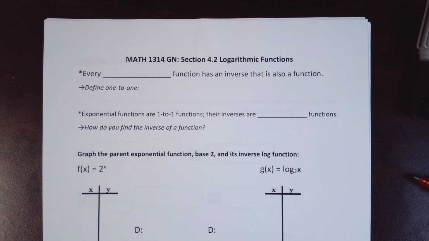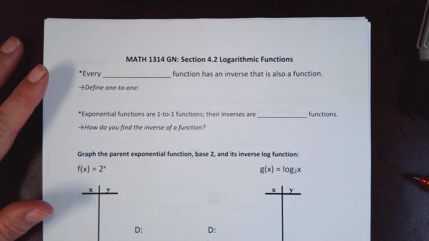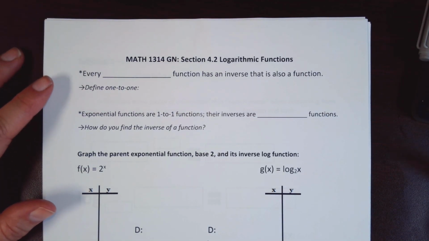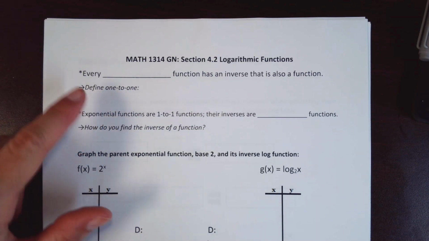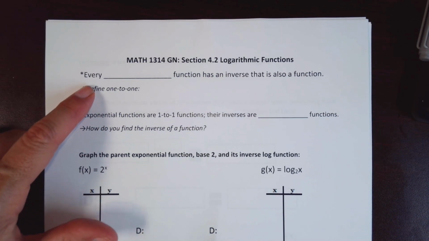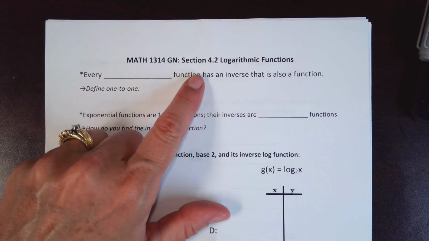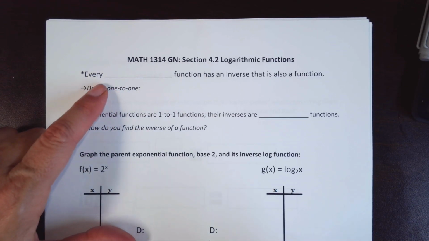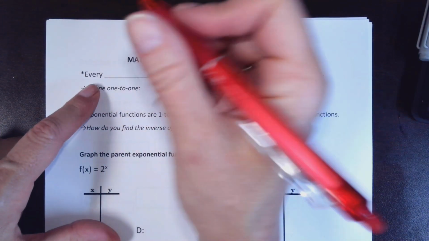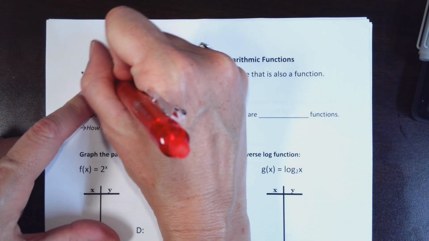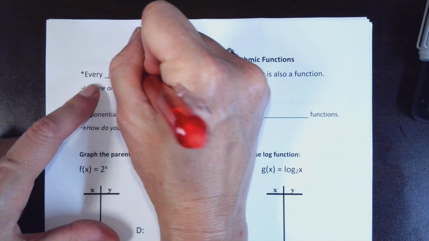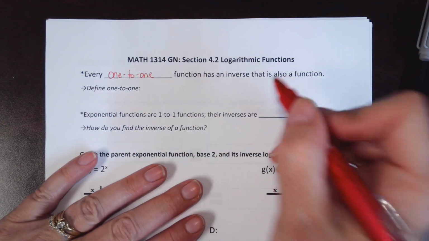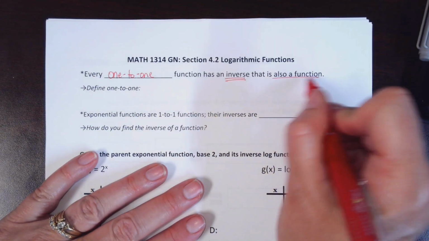Now that we fully understand exponential functions, we're ready to move on to their inverse, log functions, logarithmic functions. Now, think about what we know about inverses. To be a function, we have to pass the vertical line test. To be a one-to-one function, you also have to pass the horizontal line test. And we know that's important because every one-to-one function has an inverse that is also a function.